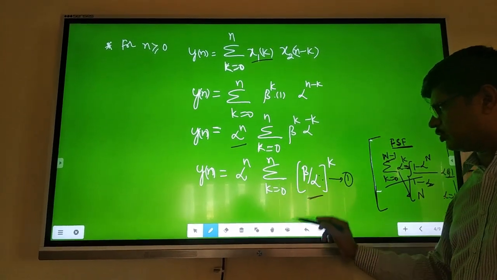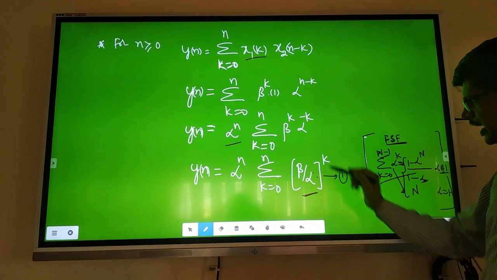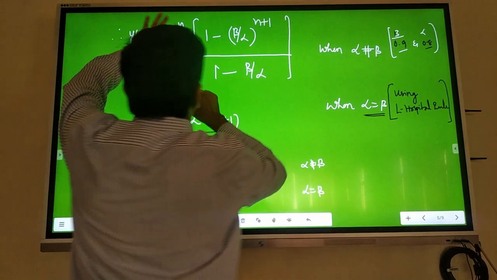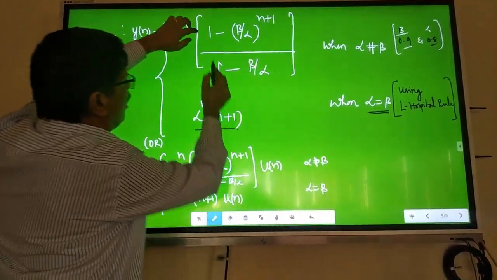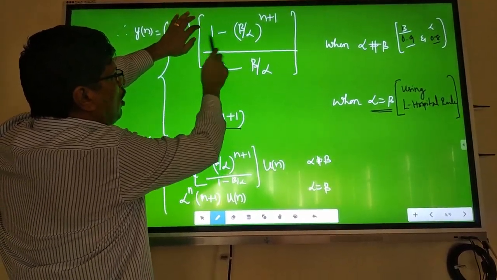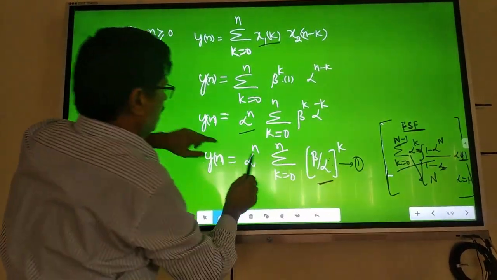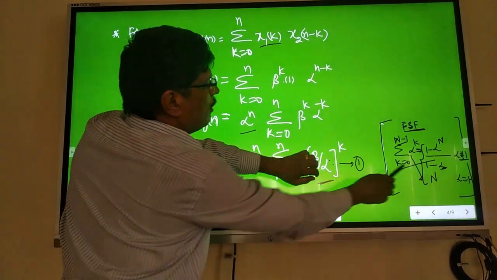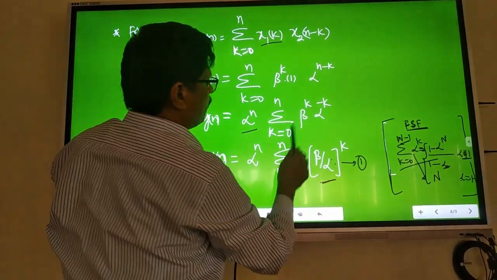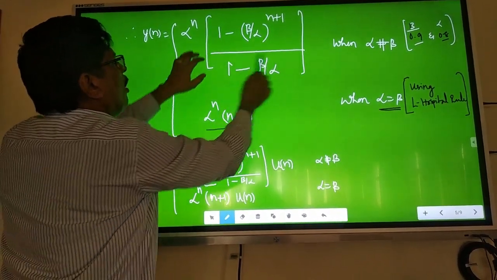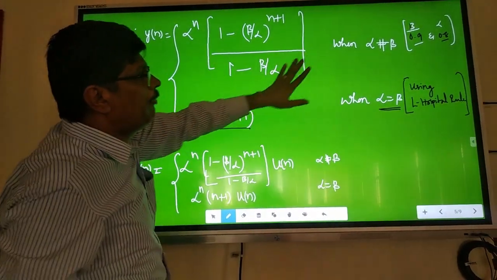Alpha to the power n, summation k equal to 0 to n, beta by alpha to the power k is there. Now apply that formula: y[n] is equal to alpha to the power n into, what is alpha here? Alpha is beta by alpha. 1 minus beta by alpha to the power n plus 1, with n plus 1 there. Now see, alpha to the power n times beta by alpha to the power n plus 1, by 1 minus beta by alpha.